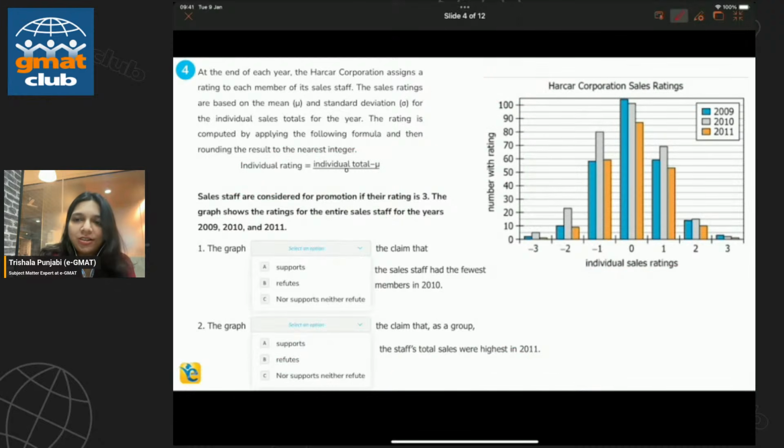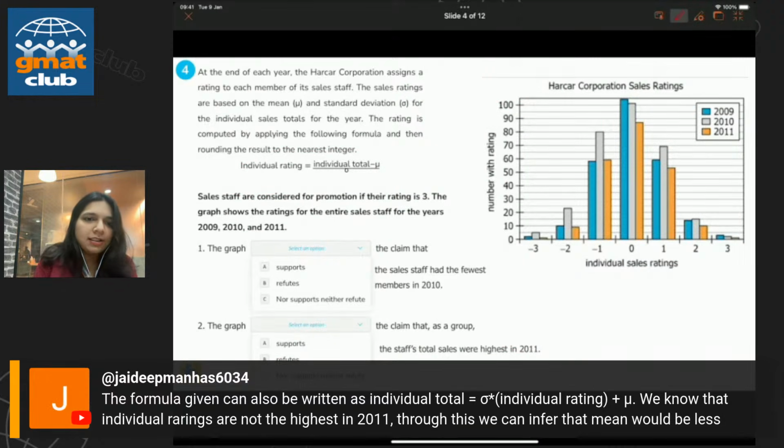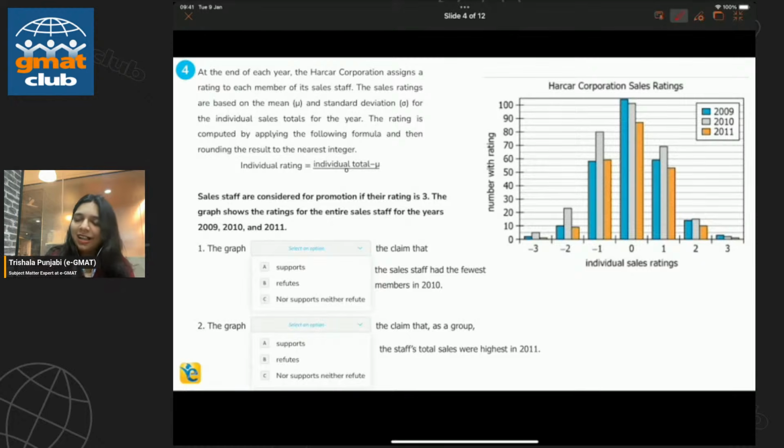Okay, I'm going to address Jaideep's doubt. Jaideep says the formula given can also be written as individual total is sigma into... Okay, we know that individual ratings are not the highest, and through this we can infer that the mean would be less. Just because an individual rating is not the highest, let me think of how to explain this well. You are saying that the individual ratings are not the highest in 2011, so we can infer that the mean would be less.